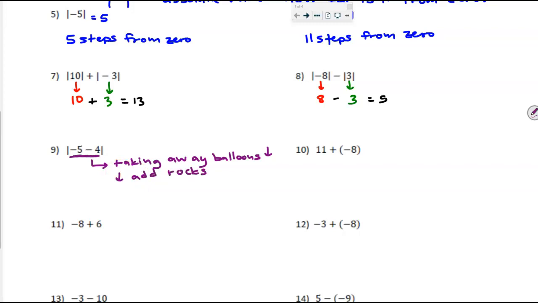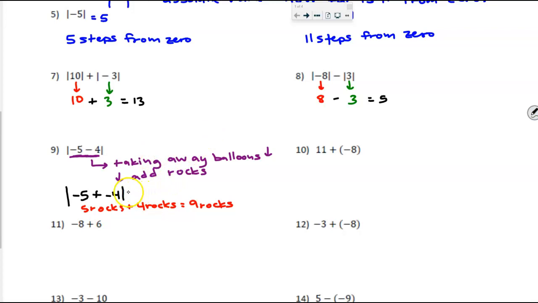So she says, this is kind of hard for me to do in my head, so I'm going to make the change. And I'm going to call it the absolute value of negative 5 plus a negative 4, where I'm adding rocks or adding negatives. Now, this is a lot easier to do in my head. What's 5 rocks plus 4 rocks? That's 9 rocks. You can make that change if you would like to.